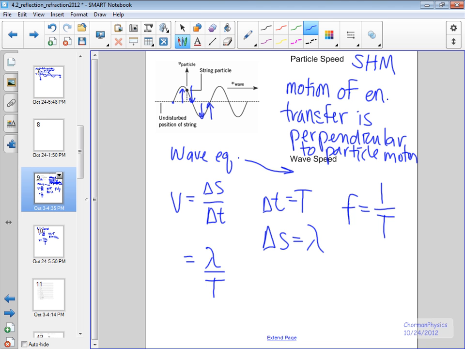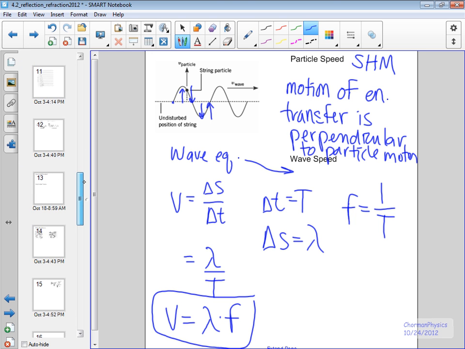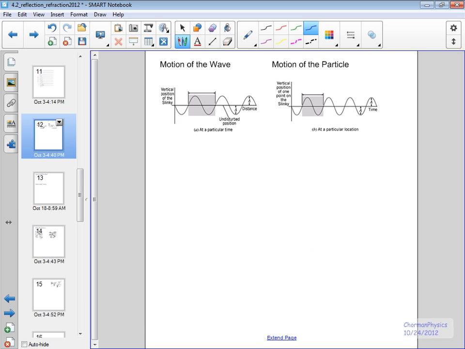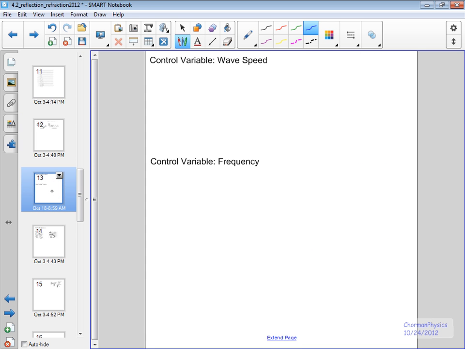And something really useful here is that the frequency of this wave is 1 over the period. This is true for any object. So what we actually end up with for our wave equation is that the wave speed is equal to the wavelength times the frequency. And that is going to be our equation that we're going to be using all this year. So that is incredibly important towards analyzing waves.